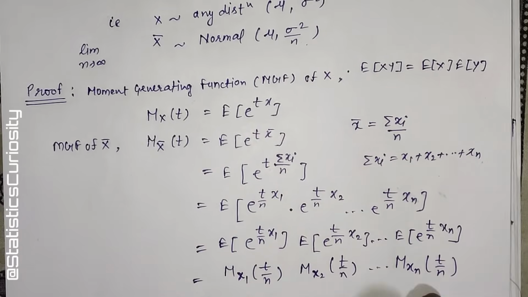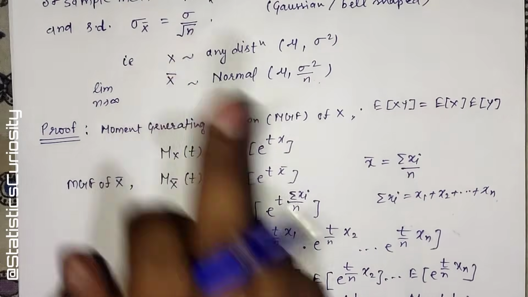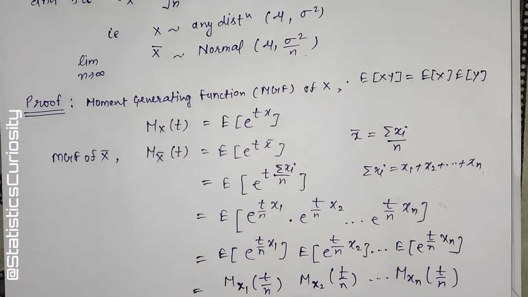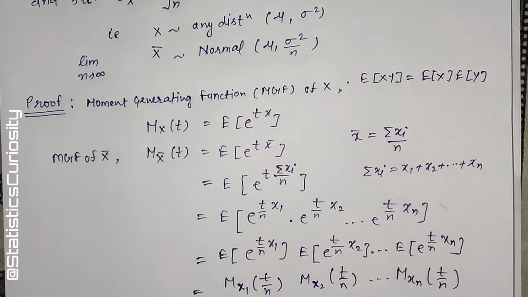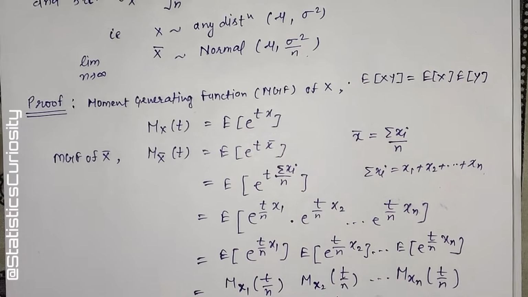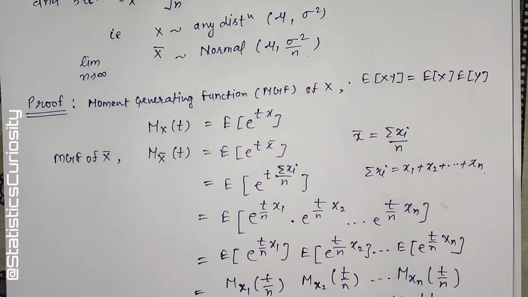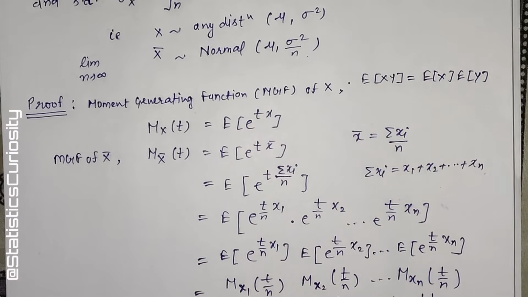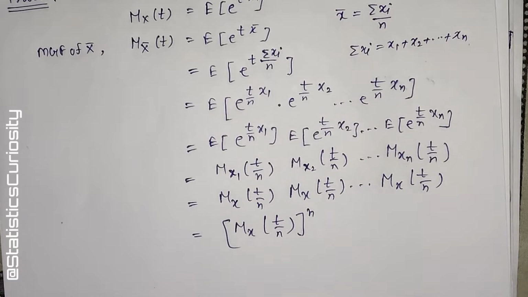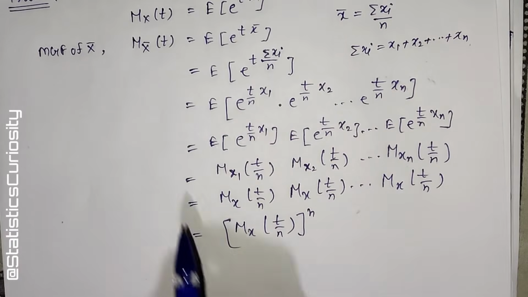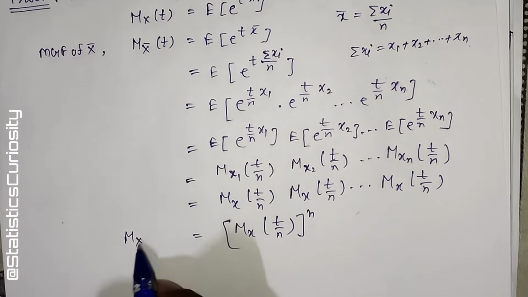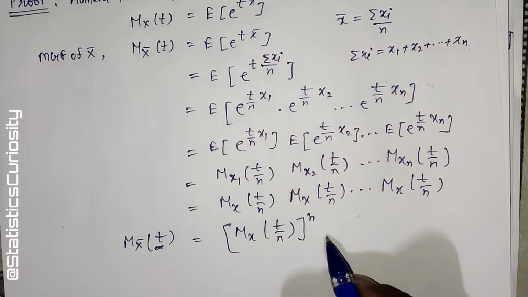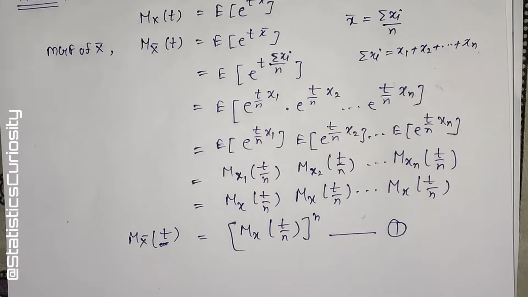Since we all know these Xi's are coming from the distribution X, the population X, each of these values will be the same as MX(t/n), up to MX(t/n). So we can write it as MX(t/n) raised to the power n. Now we have a formula here: M X-bar(t) equals MX(t/n) raised to the power n. We can write it as equation 1.